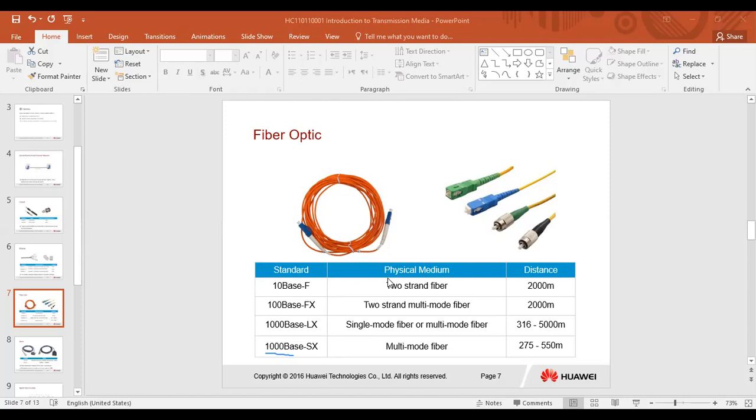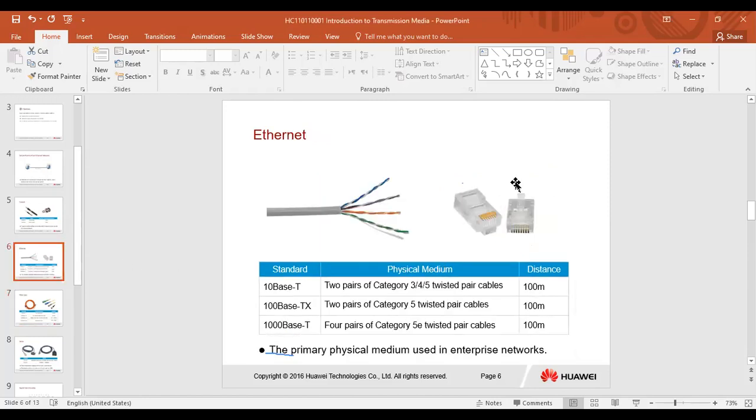One more thing, sorry, I forgot. The connector used for twisted pair cable is called RJ45.